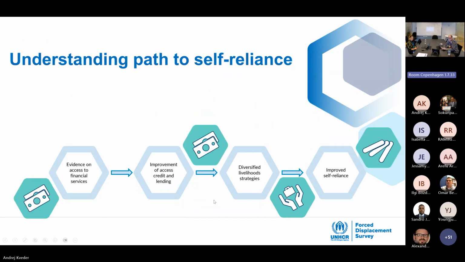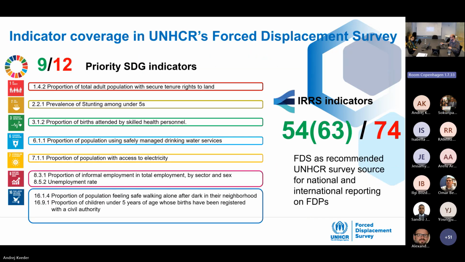Similarly, if we're looking towards self-reliance, topics like access to financial services will help us understand the accessibility of financial mechanisms such as credits and lending, in trying to facilitate diversified livelihood strategies, which can lead them to improved self-reliance. So this kind of logical thinking was the driving mechanism around the development of the content.